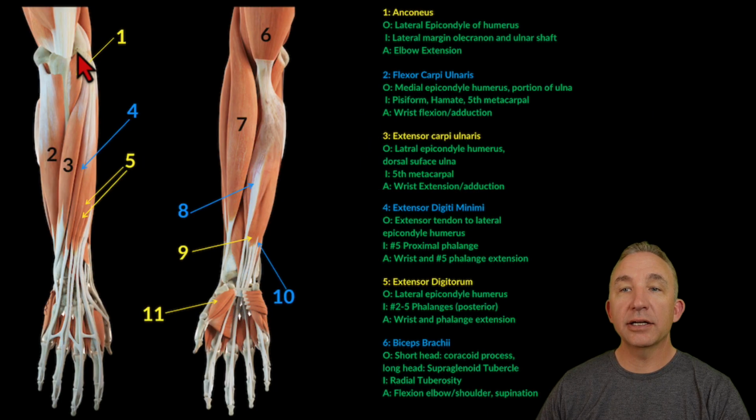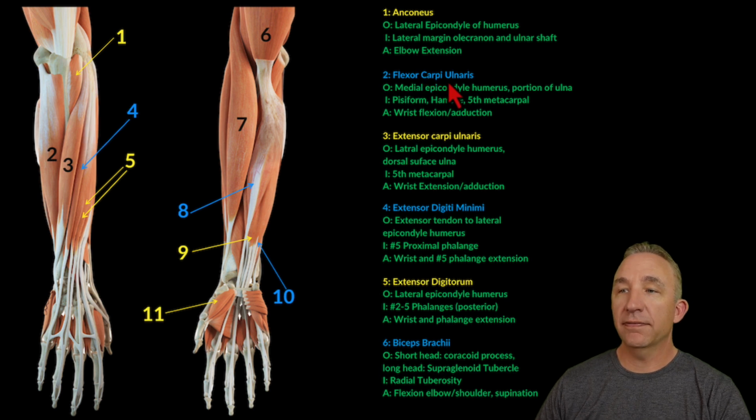So starting with Anconeus. It's hard to see here, but it's attaching to my lateral epicondyle and also going over to the olecranon or the ulnar shaft when I insert. But its goal is to help elbow extension. So it's extending the elbow, doing that with the triceps brachii.